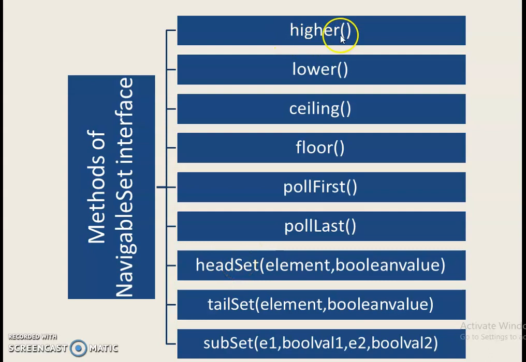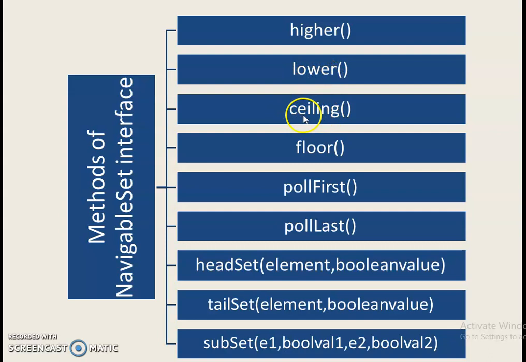We have higher method. This method returns the lowest element among those that are greater than the specified element. Next we have lower method. This method returns the greatest element among those that are less than the specified element.